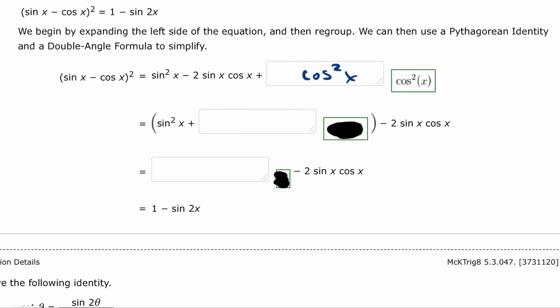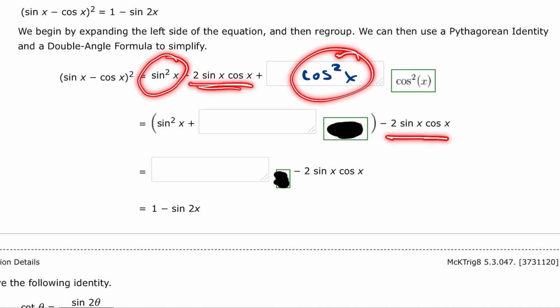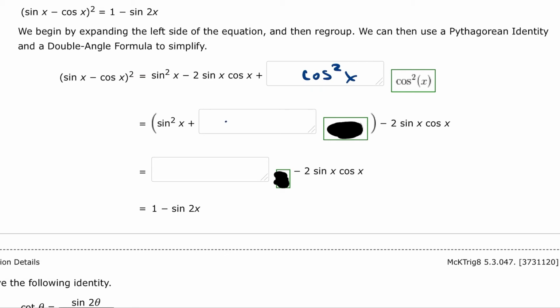All right, and then it looks like they grouped this one and this one together. And then they got this part towards the back. So we want to write sine squared plus cosine squared. And then the final step is identifying this to be equal to 1. It's a Pythagorean identity, so that's going to be 1. And there it is.